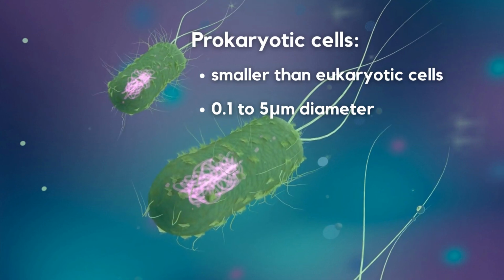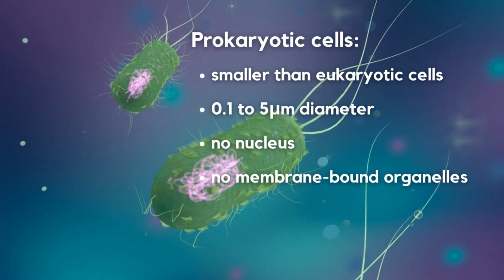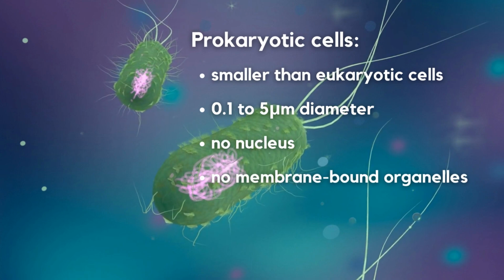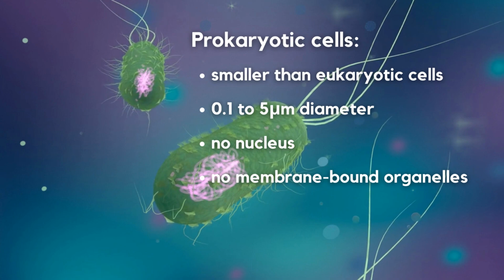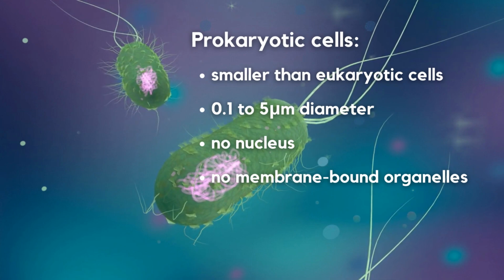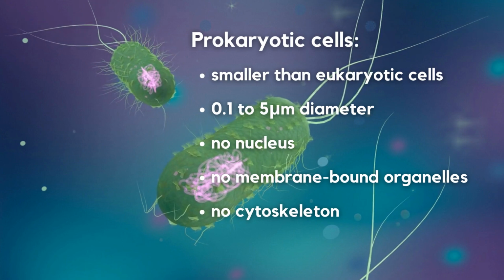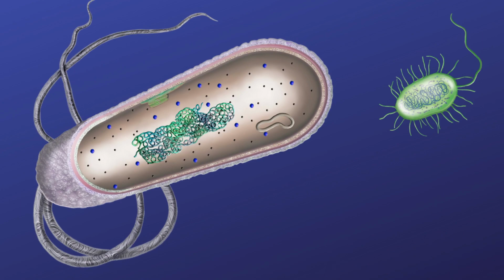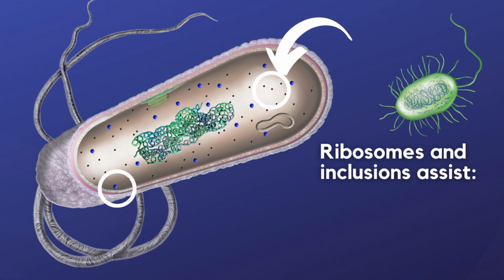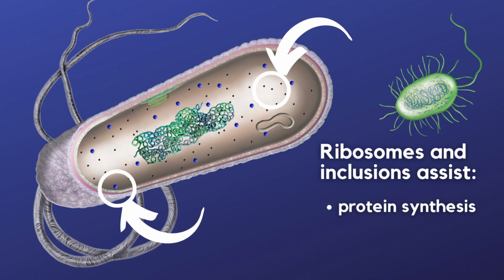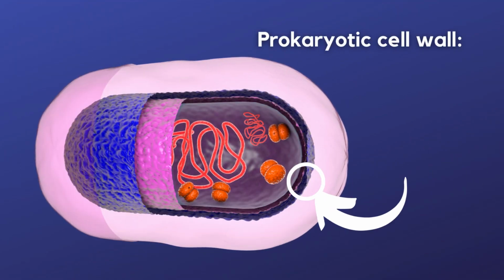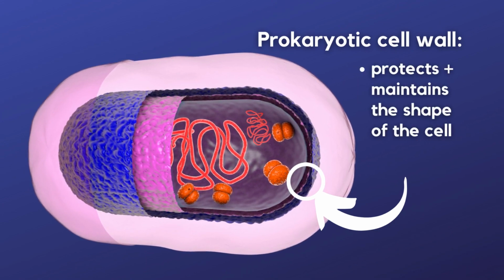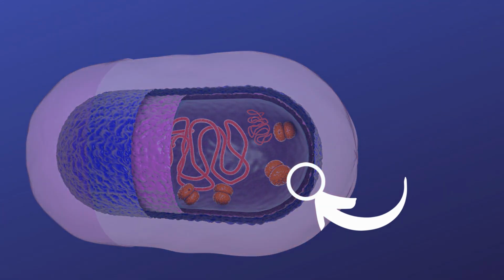In addition to lacking a nucleus and membrane-bound organelles like mitochondria, chloroplasts, and the endoplasmic reticulum, prokaryotic cells do not have a cytoskeleton to provide internal support. However, some internal structures, like ribosomes and inclusions, are present, which are involved in functions like protein synthesis and nutrient storage. Prokaryotic cells have a cell wall that serves to protect and maintain the shape of the cell.